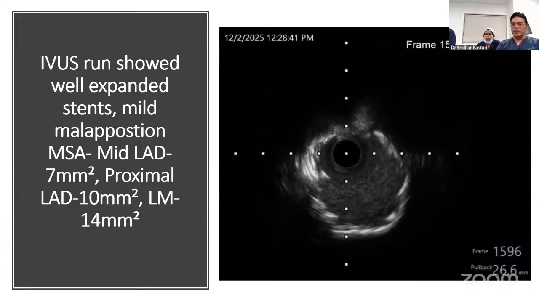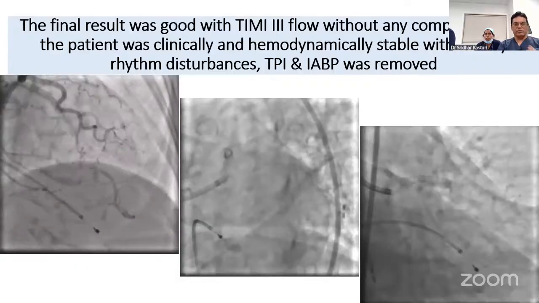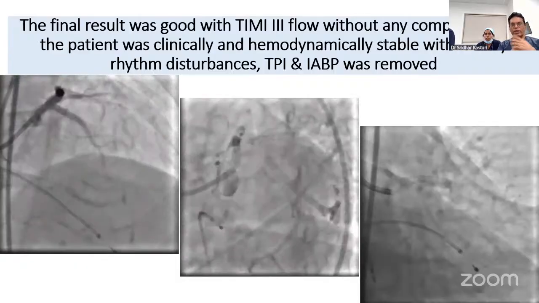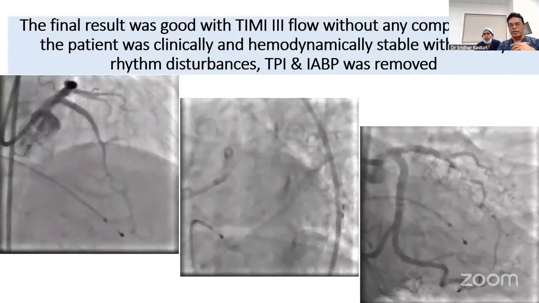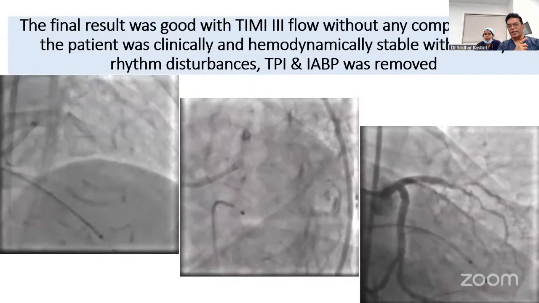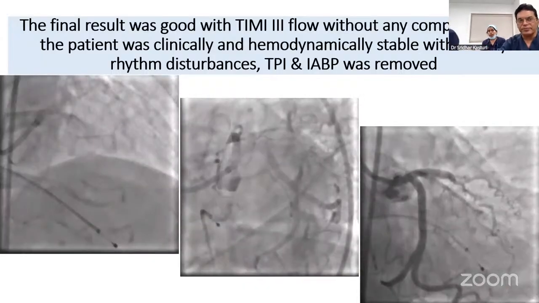So this is the final image, and you can see the final angio images. Now a very well expanded LM stent, and the LAD is flowing very well. LCx is absolutely fine. Sir, you can say a few final comments then.